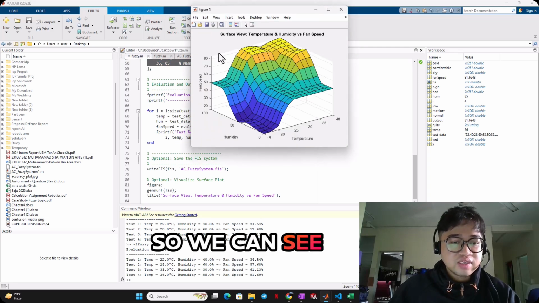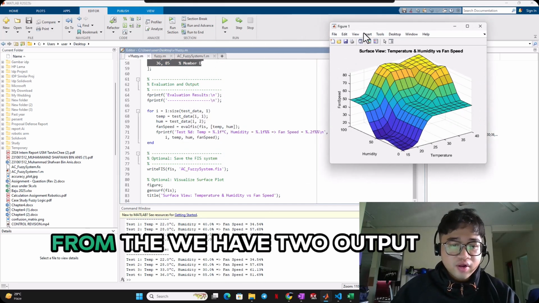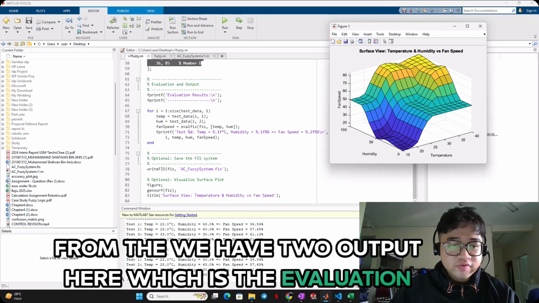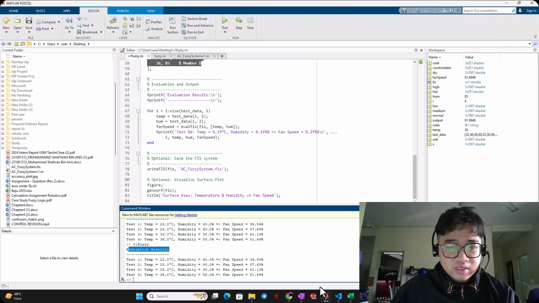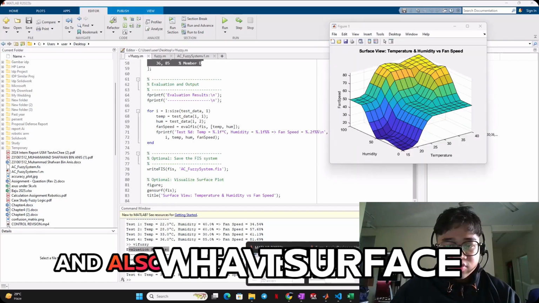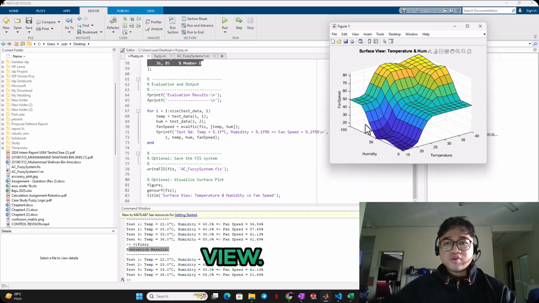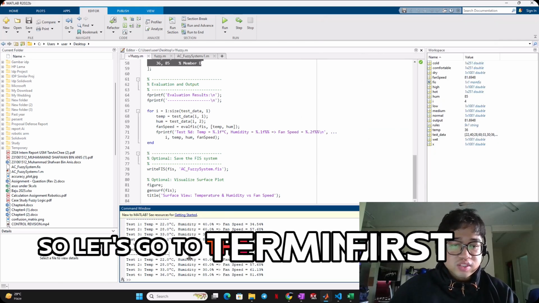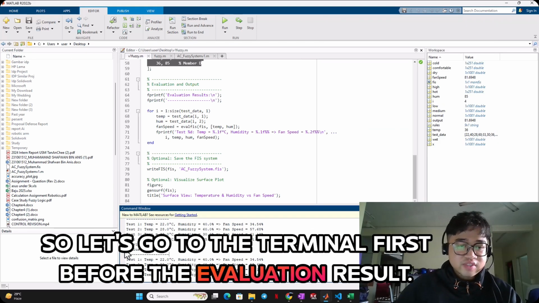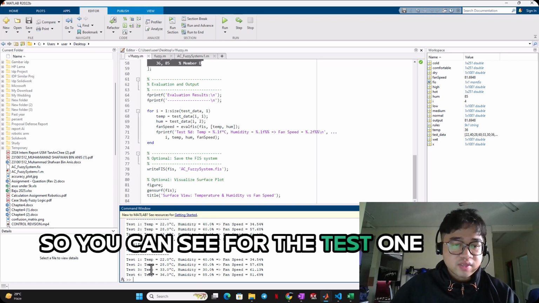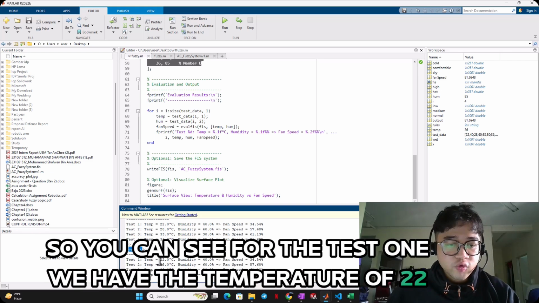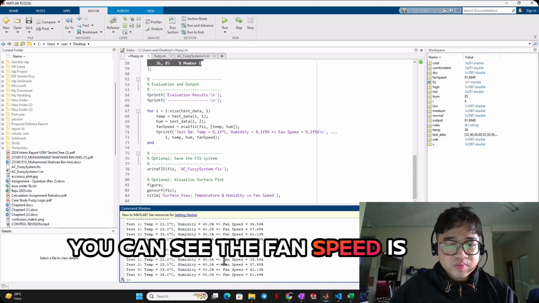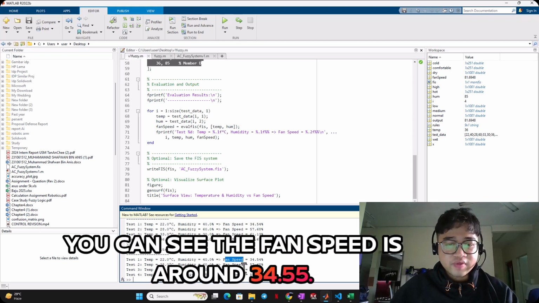We can see that we have two outputs here: the evaluation result, and the surface view. Let's go to the terminal first for the evaluation result. For test one, we have a temperature of 22, which is low, and a humidity of 40. We can see the fan speed is around 34.55.